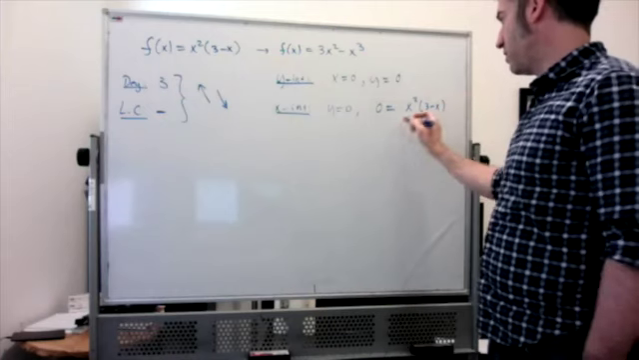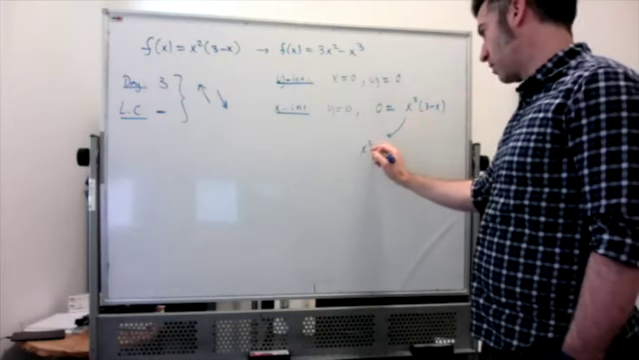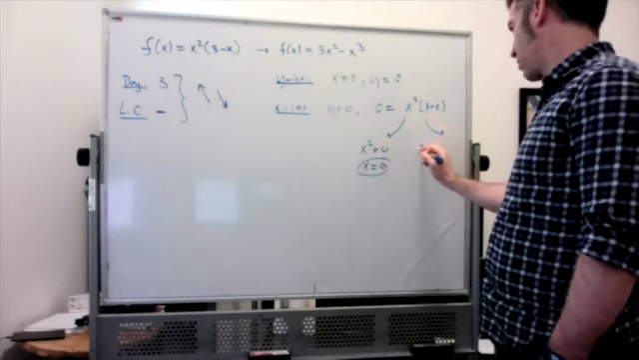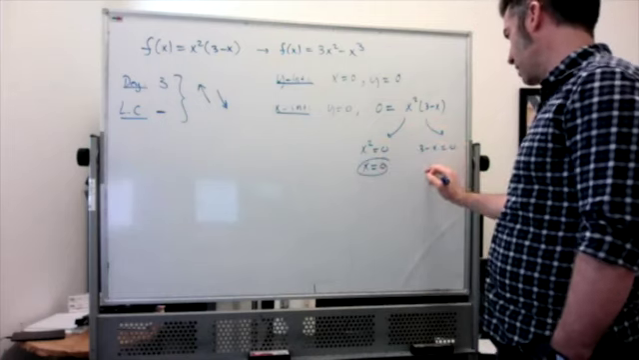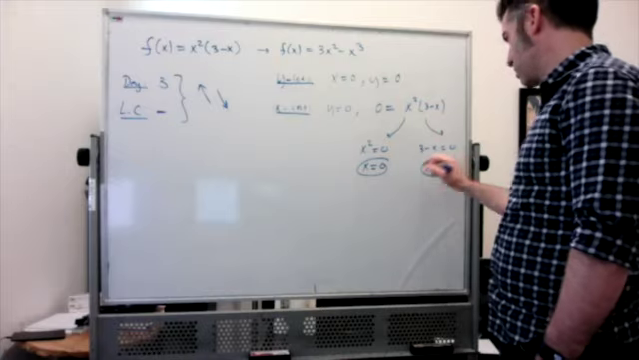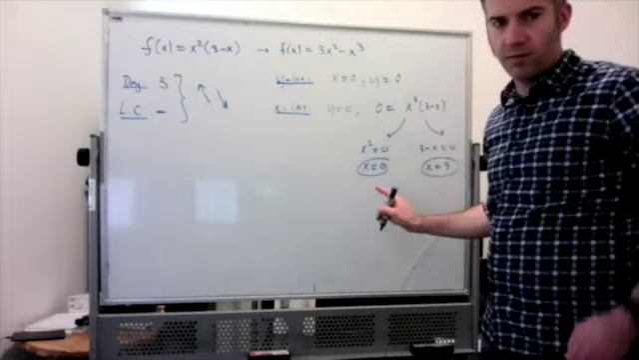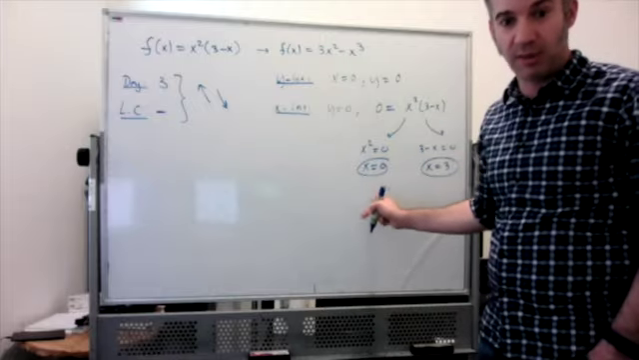So we set each factor equal to zero. X squared equal to zero gives me x equal to zero. Three minus x equal to zero gives me x equal to three. Those are my intercepts. And we'll talk about classifying them in a minute. I'm going to skip that part for now.